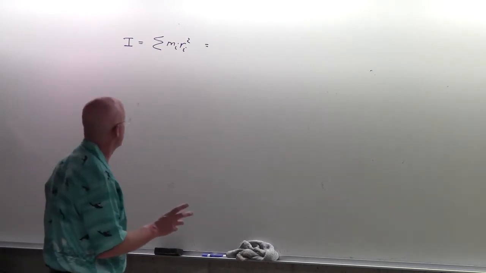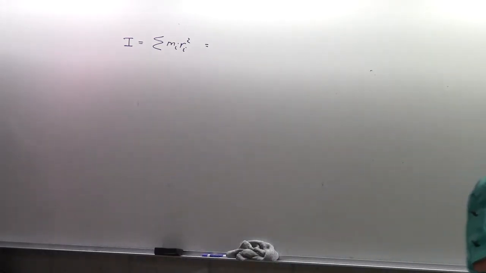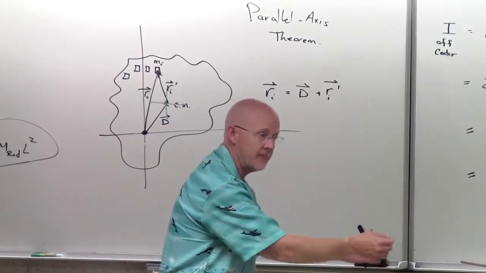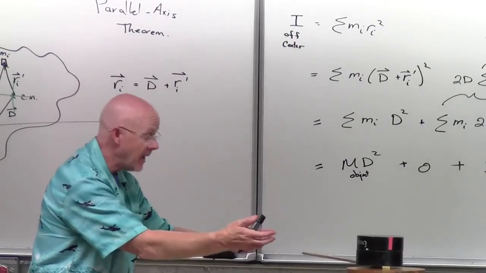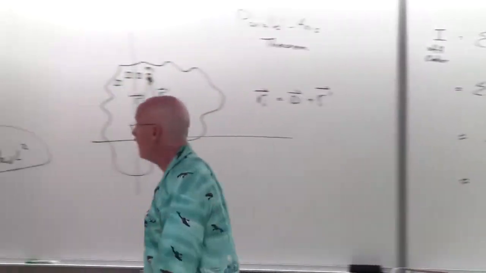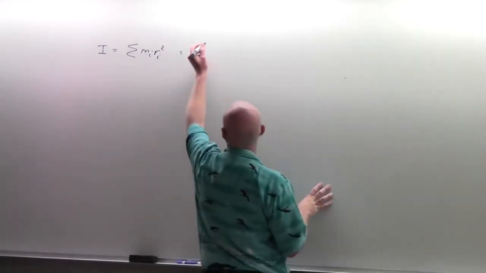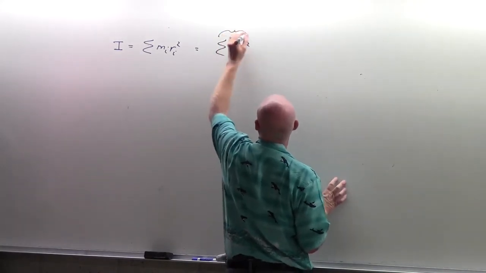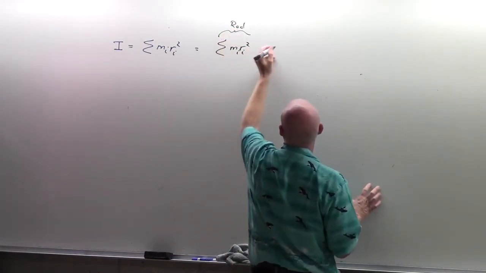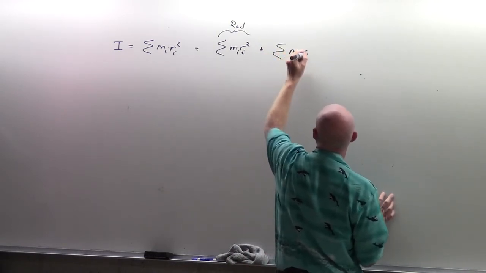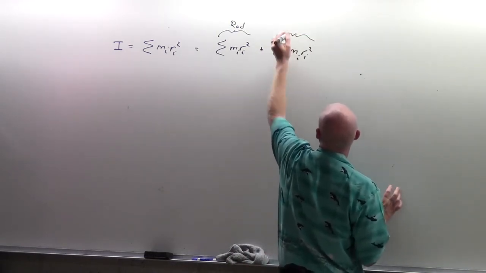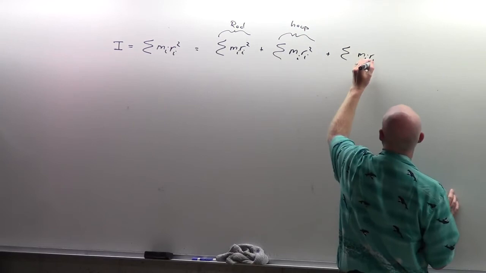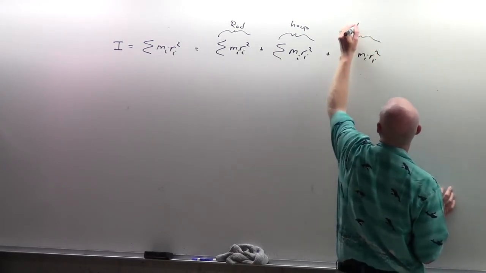But in my case, when I go to add up all the little chunks of mass, aren't those chunks of mass really in three categories? One category being a rod, another one being a hoop, and another one being a disk. And so I'm going to break that into the summation of MiRi squared for the parts that make up the rod. And then I will break that into a summation for the parts that make up the hoop. And then I will do a summation for the parts that make up the disk.